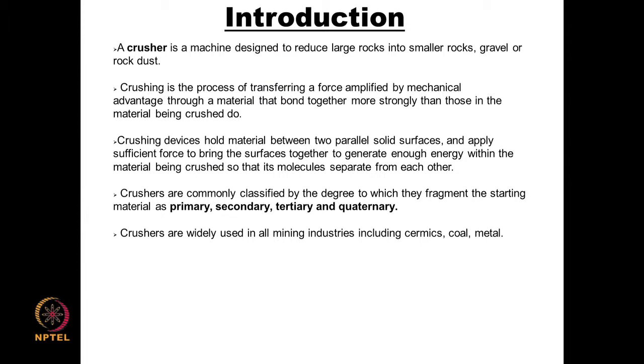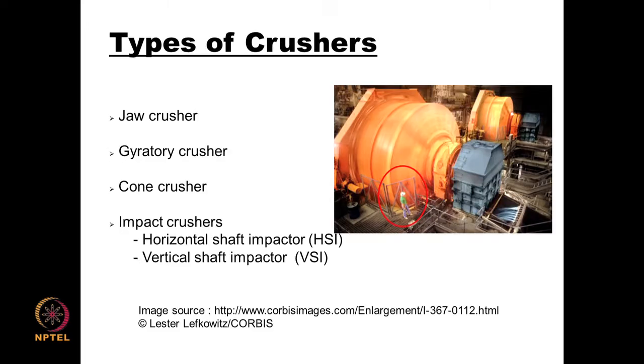As we were describing yesterday, a crusher takes large particles and reduces them to manageable sizes, large rocks into small rocks, and so on. Crushing itself is a process of transferring a force, amplified by mechanical advantage, through a material that bonds together more strongly than those in the material being crushed. Crushers hold the material between 2 parallel solid surfaces, and they apply sufficient force to bring the surfaces together and exert energy or do work on the particles to break them into pieces. They are classified into primary, secondary, tertiary and quaternary crushers, widely used in many processing industries.